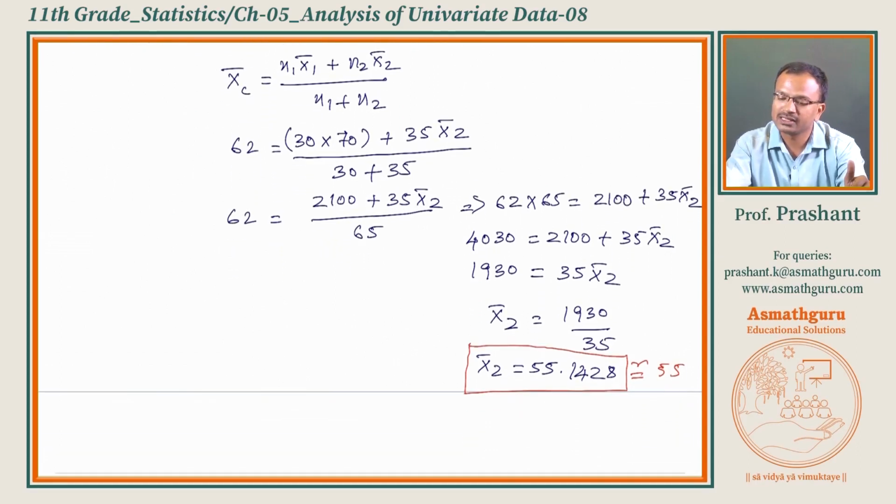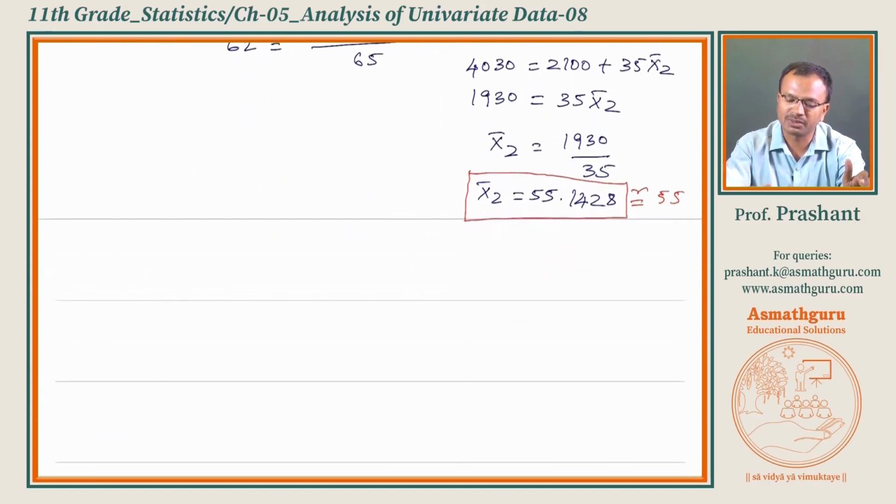Then I want the answer for x bar 2, therefore I send the 35 to the other side. Since it is a coefficient, it goes to the denominator. Therefore, we got 1930 divided by 35. If you do this, you will get the mean marks of the other section. This is how we need to compute this problem. Usually they are going to ask you this for 5 marks.